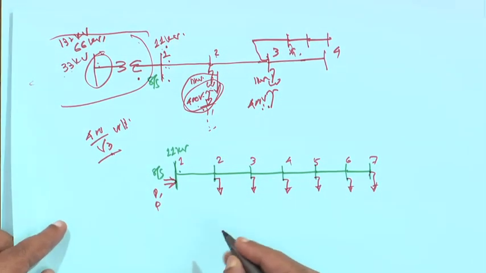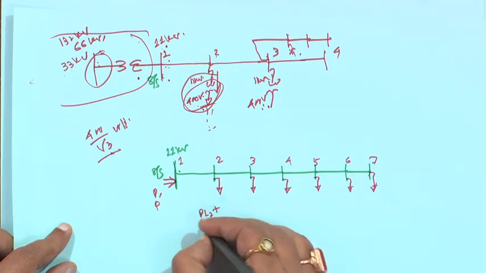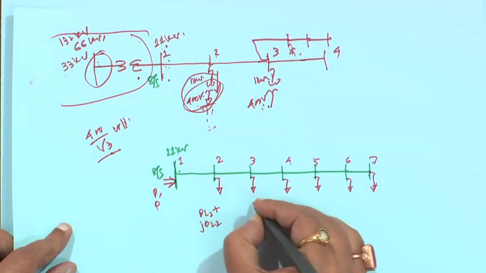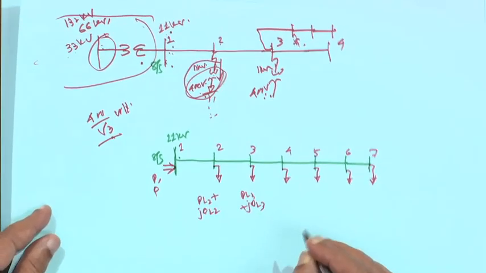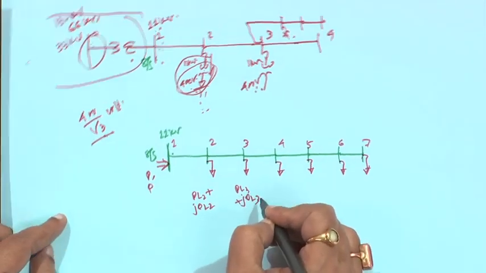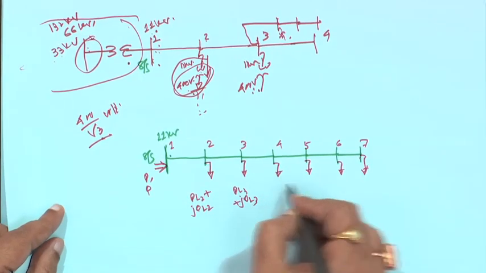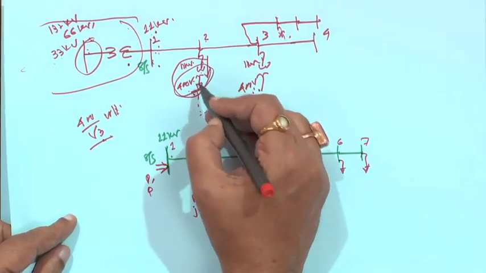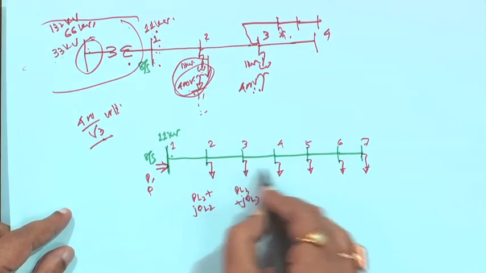For example, if it is L2, we will write it as PL2 plus jQL2. Similarly, here PL3 plus jQL3 and so on. And this is actually the load. Generally, it is a lagging load. Similarly, PL4 plus jQL4 and so on, these are the loads. So, every 11 kV by 400 volt transformer is considered as a load.